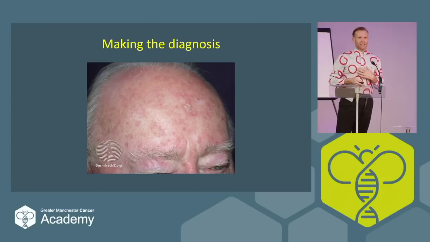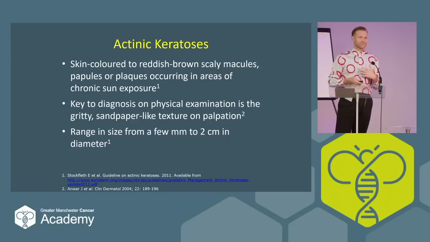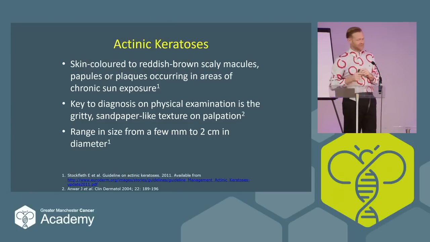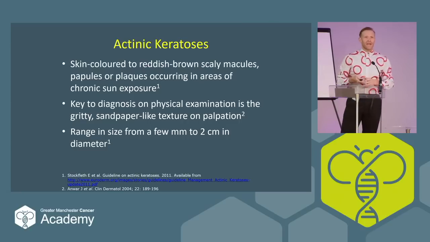So if we think about actinic keratoses in general, we're going to think about making the diagnosis. Taking a step back from Jess's approach, we're going to talk about what they look like, because we'll come on to the reasoning later on. They tend to look like skin-coloured to reddish-brown scaly macules, papules or plaques, and the key to diagnosis on physical examination is that they often have a gritty or sandpaper-like texture, and there may be more than one lesion.